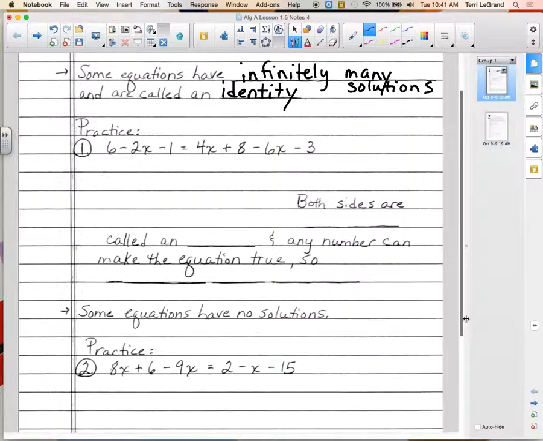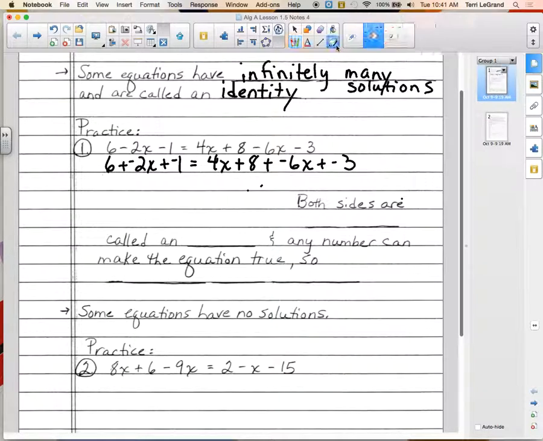Okay, so look at our number one. It's going to be our first move in this one, just like it always is. Change subtraction to add the opposite. So let's go ahead and get that done. So get just the subtractions changed to add the opposite. We leave the additions alone. We don't need to mess with them.